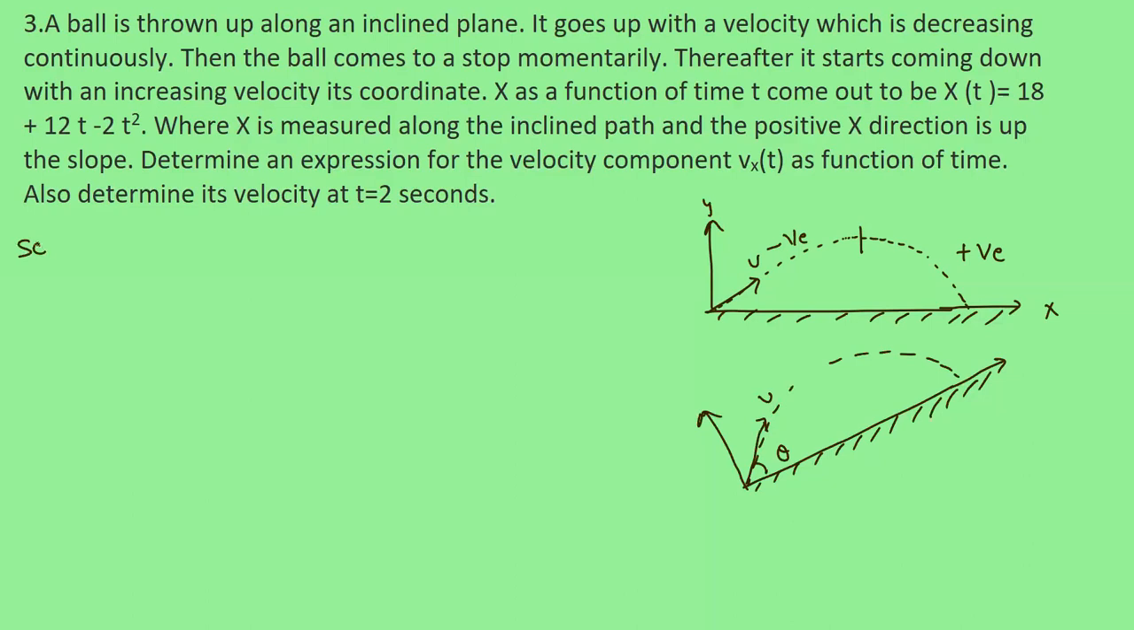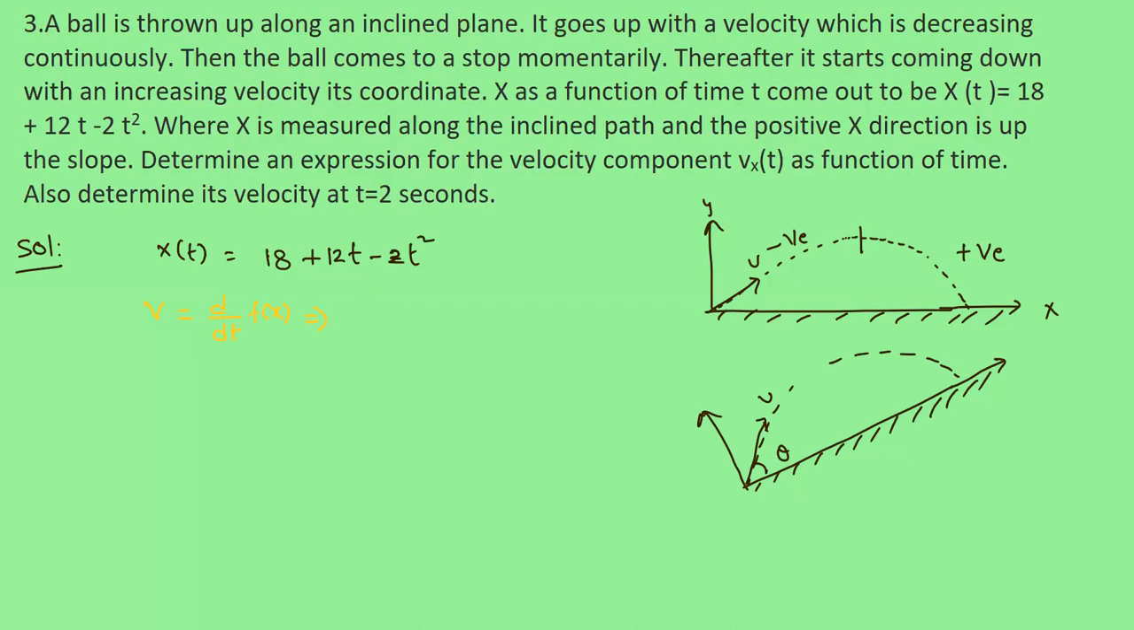Now let us do that. What is the function given? Displacement changes with respect to time: x(t) = 18 + 12t - 2t². So what can we apply with it? v equals d by dt of f(x), right? That function is nothing but 18 + 12t - 2t².